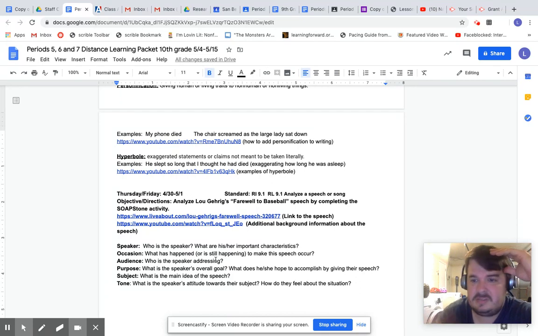Thursday and Friday, same thing for freshmen. I'm on sophomores now, so same thing for freshmen. Not the same article, but for freshmen, it's going to be the Challenger space shuttle that blew up in the 80s, and Ronald Reagan gave a speech after that incident. So you have to read it, and you have to give me a SOAPSTone in regards to it.